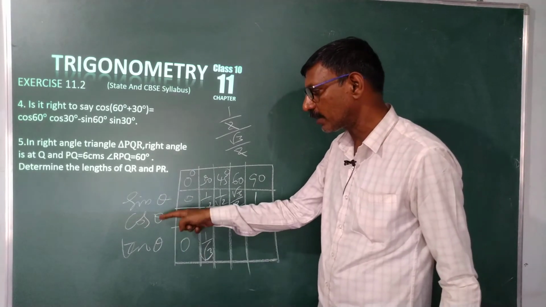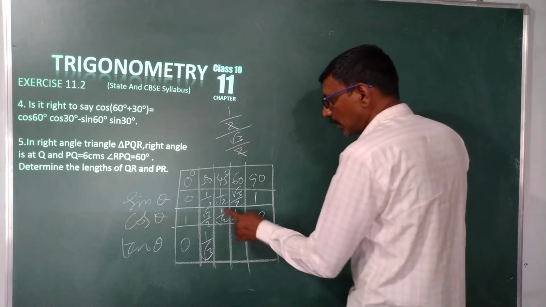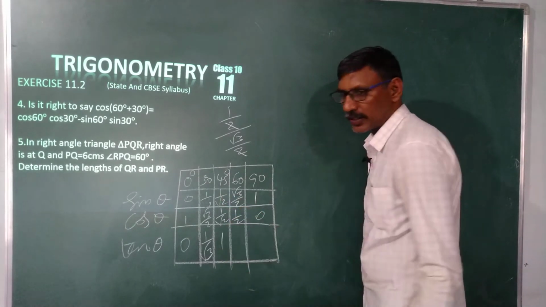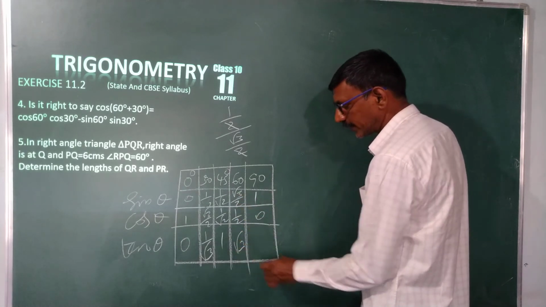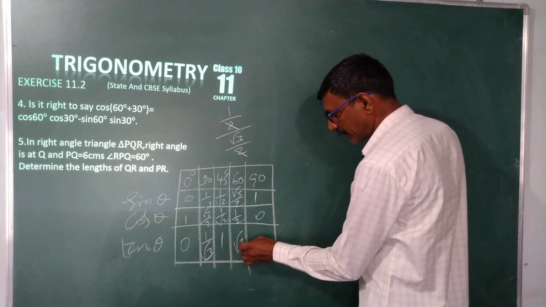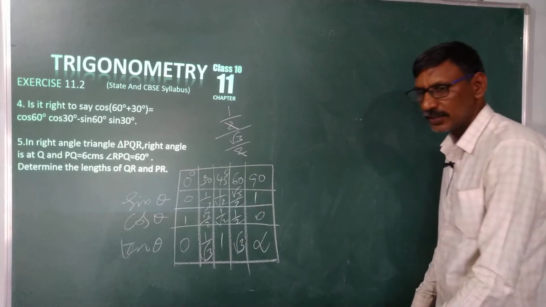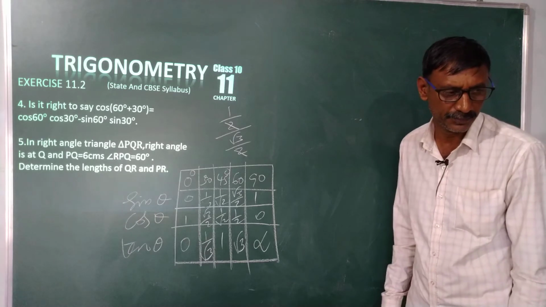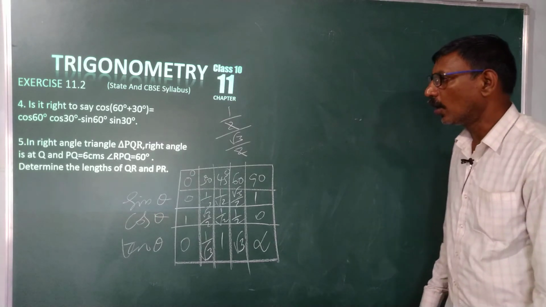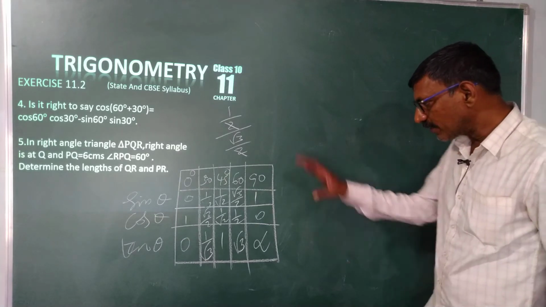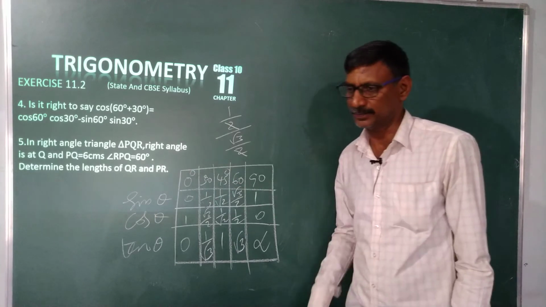Tan is nothing but sin by cos. I already explained this in the previous class. So 1 by root 2 divided by 1 by root 2 is 1. And the 2s get cancelled. This is root 3. Keep in mind, root 3 and then something by 0 is not defined. We are not able to divide by 0. That is called not defined. These values help to solve this one.